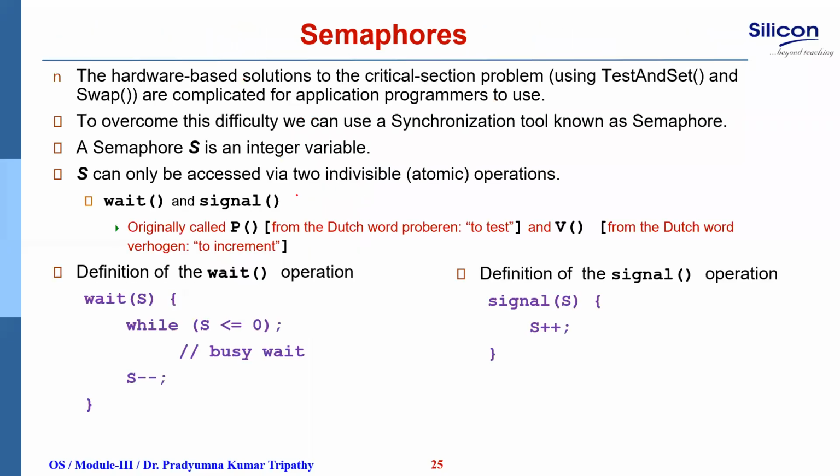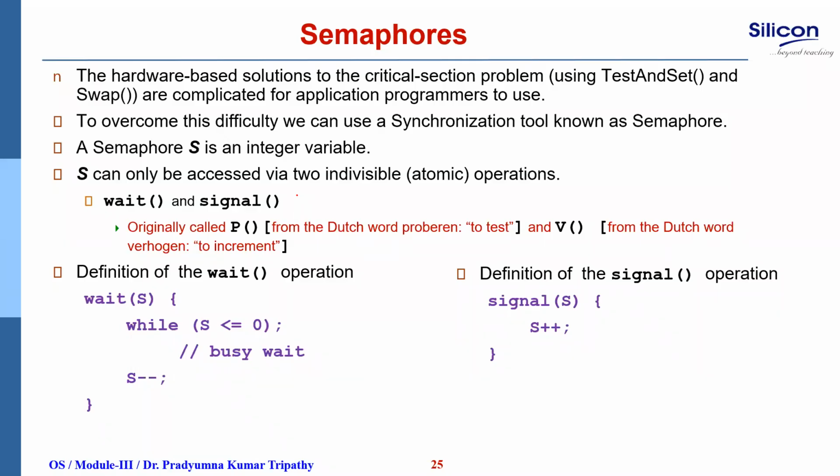The synchronization problem can be solved by using a tool called semaphore. Semaphore is very, very important. What is semaphore? Semaphore is a synchronization tool for solving the critical section problem. Right? It is just a tool.